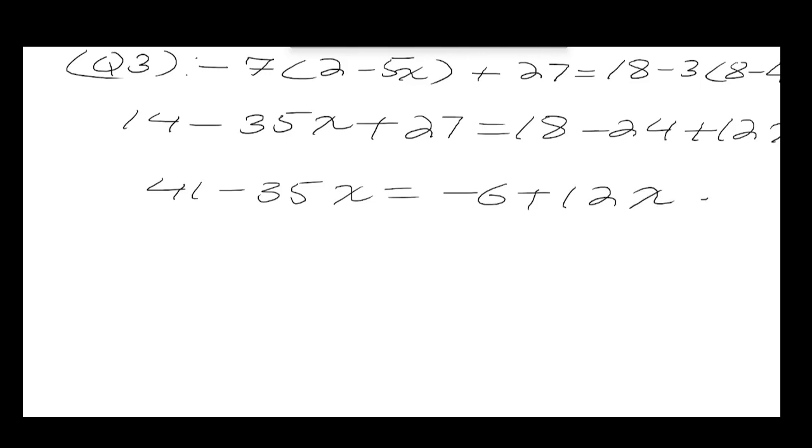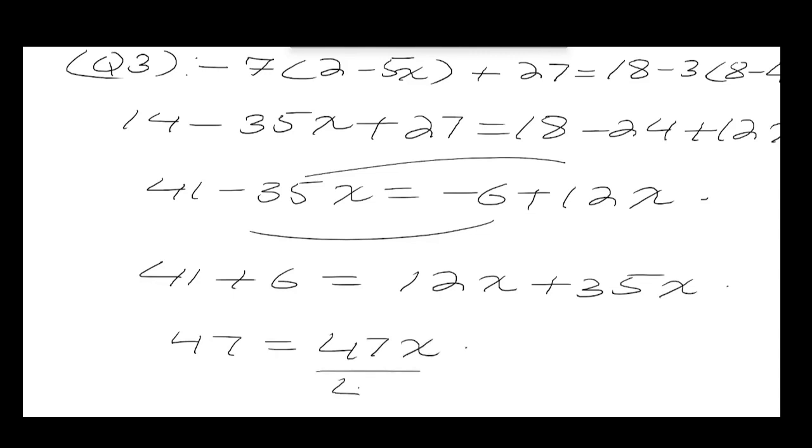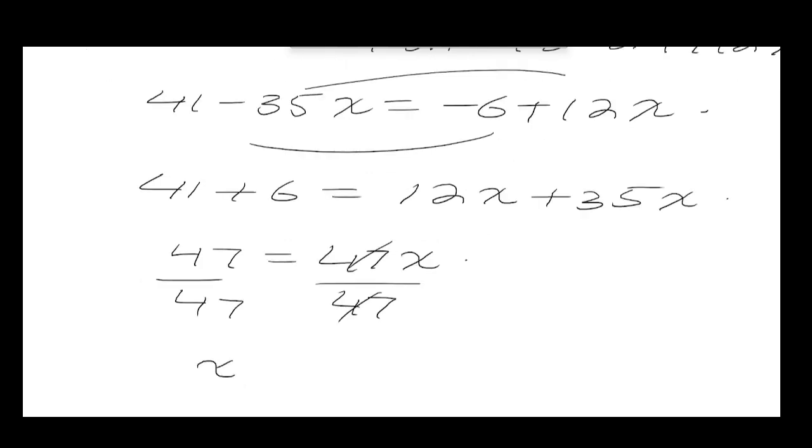So now what will happen is that this 35 will go to the right and this 6 will go to the left. So 41 added with 6 is equal to 12x added with 35x. So 41 added with 6 is 47, and 12x added with 35 is also 47x. So 47 will be divided on both sides of the equation. So that results in 1. So we can write that the value of x is equal to 1.